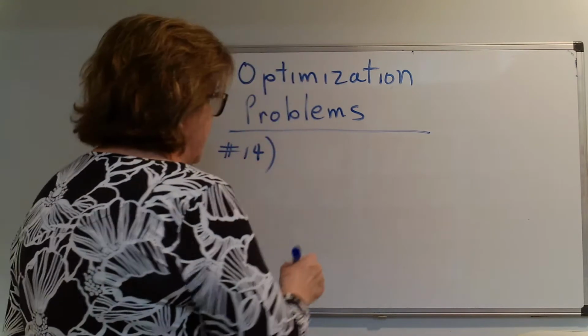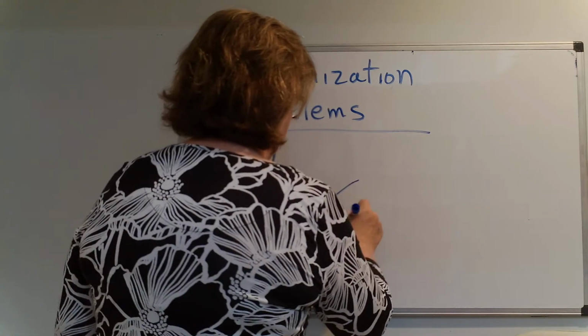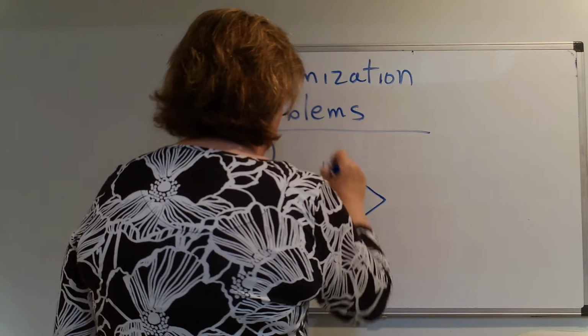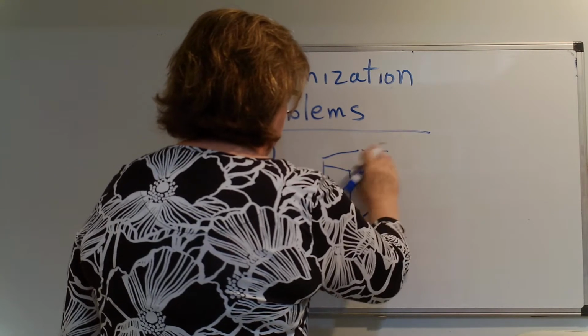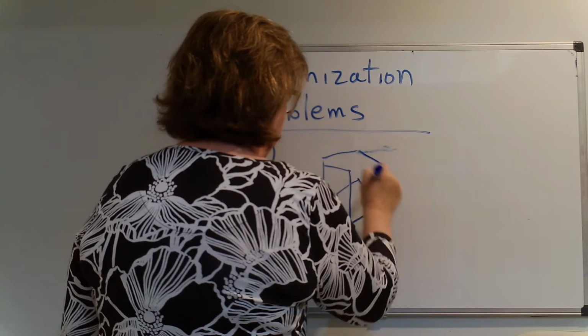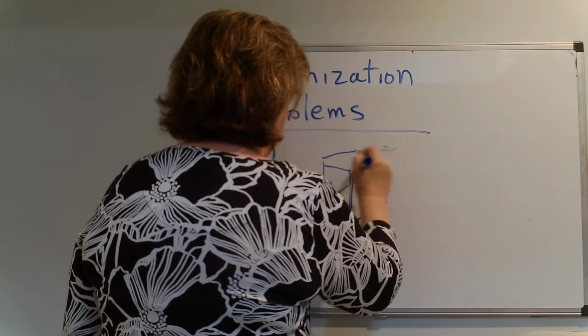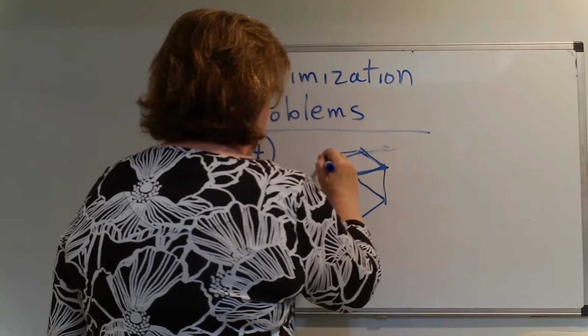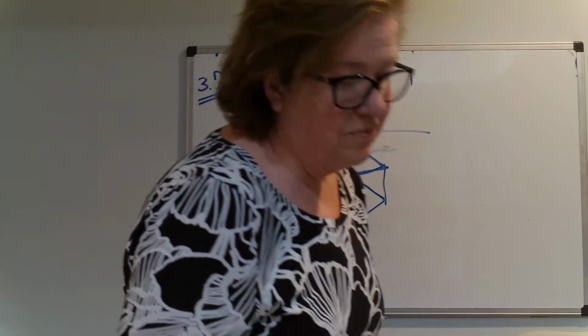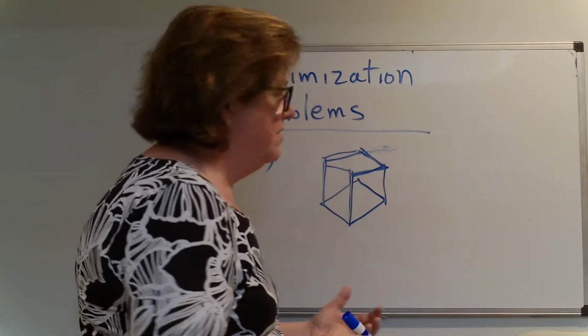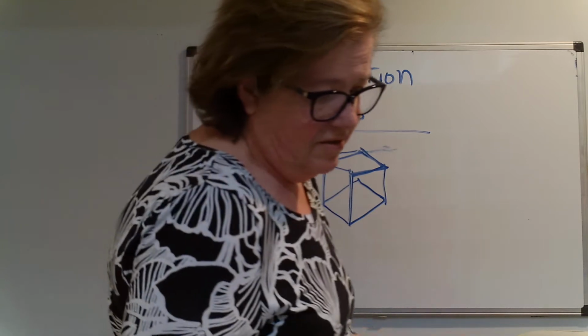Okay, so I'm going to try to draw a box. Here's my box. I'm trying to draw it as square as I can. It's supposed to be a square box. What do they mean by that? That every dimension is the same, right? It's a cube.